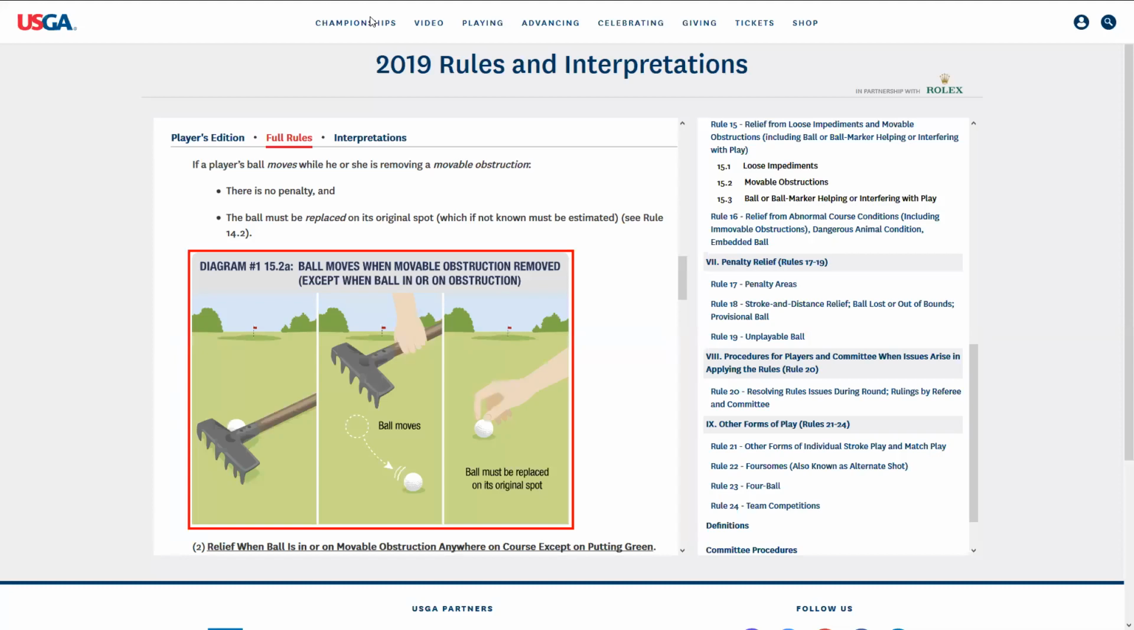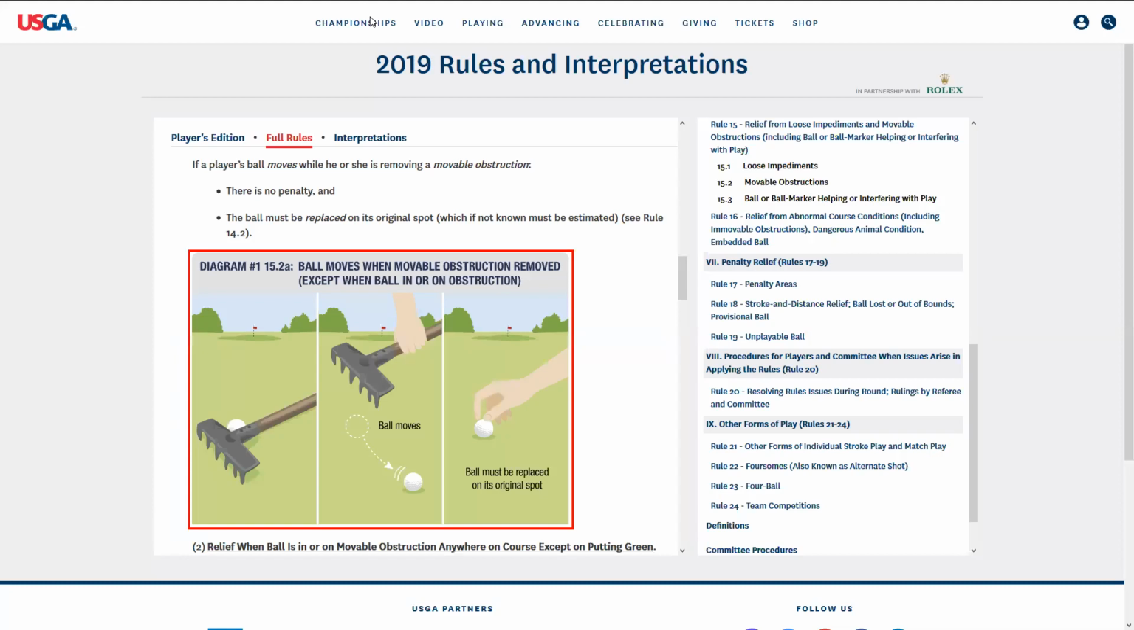So what this diagram is saying is if your ball is up against a rake, all you do is you move the rake. If the ball moves, you put it back. And by put it back, you, quote, replace it. Can you substitute a ball? No. Why? Because you're replacing. You're putting the ball back in the spot, so you can't substitute balls.